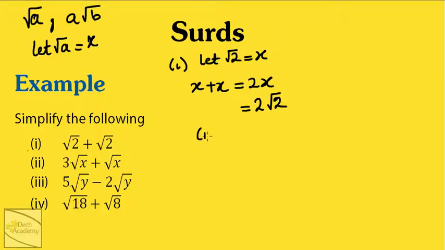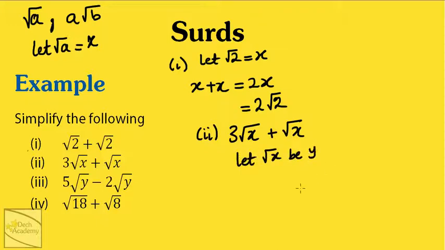For part 2, we have 3 root x. So x is just a variable, it could be any number, plus the square root of x. In this case, I'm going to say let the square root of x be y. So the question is really 3y plus y, which you know is 4y. So our answer is 4 times what is y? Root x. 4 root x.